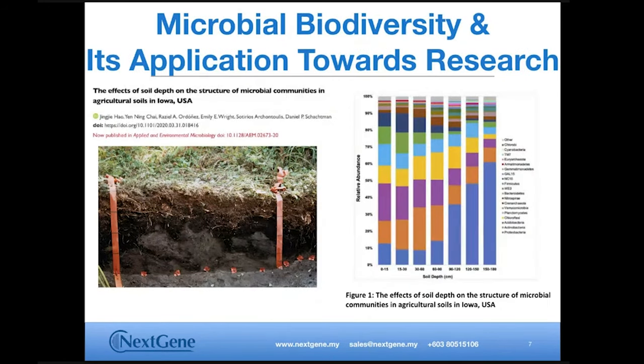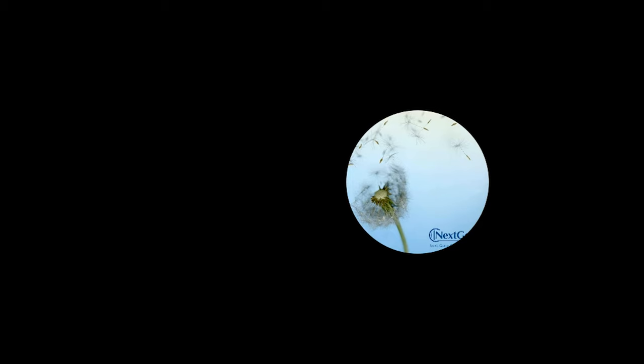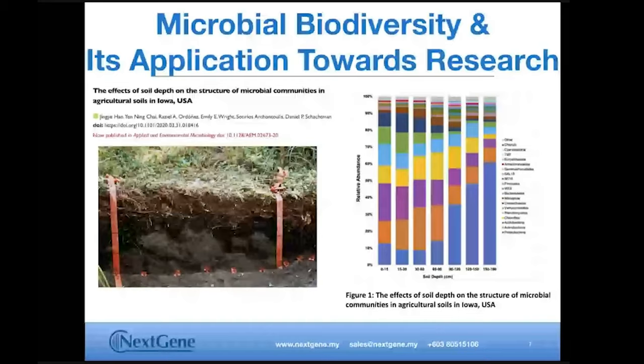Here I would like to share a small publication by Jinja et al. on the effects of soil depth on the structure of the microbial community in agricultural soil in Iowa, USA. From this research, we can deduce the community abundance, composition, as well as diversity by depth in corn and soybean fields in Iowa using amplicon sequencing. Based on the results in figure one on your right-hand side, there is lower richness and diversity in the bacterial community as the depth increases. They did this at 180 cm of soil depth, and the top soil is the most productive. This finding is important and beneficial for future management and productivity of agroeconomy.